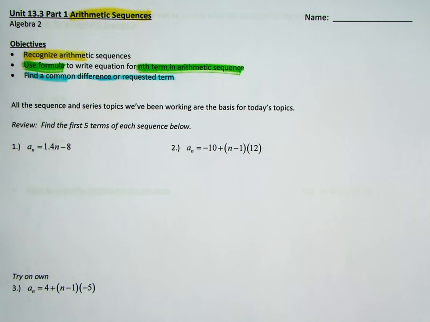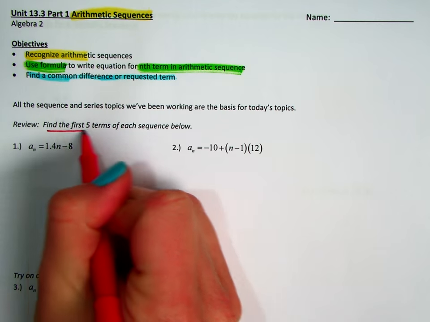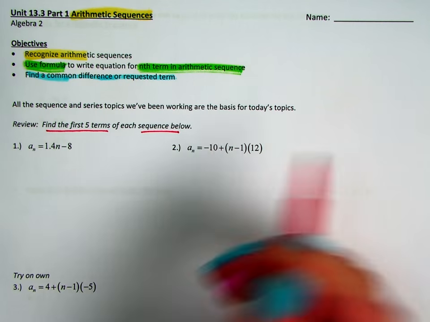Before we start with our new stuff, let's do a little bit of review. These three things are all examples of what an arithmetic sequence looks like. We have actually dealt with arithmetic sequences before, but not had a name to attach to them. So right now we're just going to review what we already know. We're going to find the first 5 terms of each of the sequences.